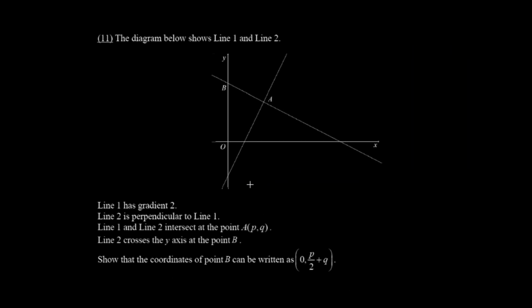Okay, we've been given some facts about two lines. Line 1 has a gradient of 2, and line 2, which is here, is perpendicular. They intersect at (p, q), might as well put that on, and line 2 crosses the y-axis at point B. Show that the point B can be written in terms of p and q.